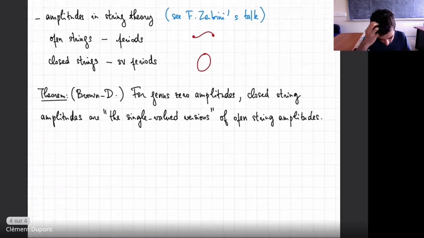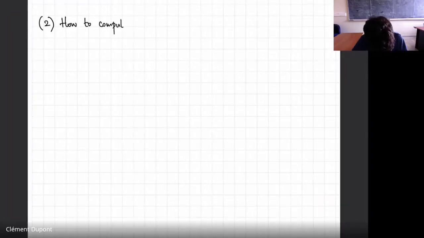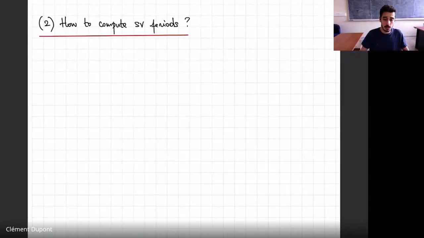That's the question that we answered with Francis, and that's behind this theorem. So let me call this second paragraph: how to compute single value periods. What is a single value period? Well, it's an entry of the single value period matrix. And to specify the entry, you need a row and a column. To specify the column, you have a class in the de Rham cohomology, but the row is a class in the dual space. The row number corresponds to specifying a linear form on the de Rham cohomology. This is not a usual kind of thing, forms on de Rham cohomology or de Rham homology classes. But if you think about Poincaré duality, it becomes suddenly much more usual, and that's the idea.